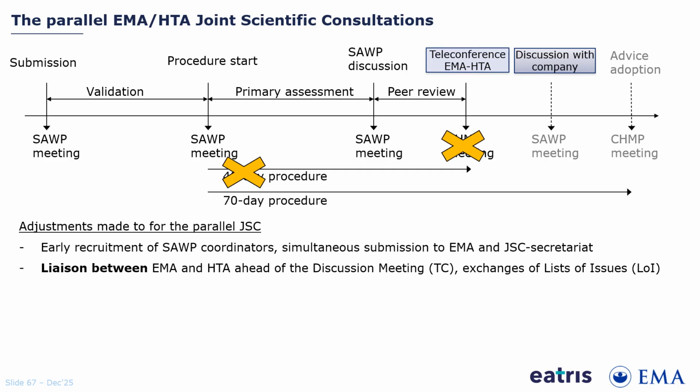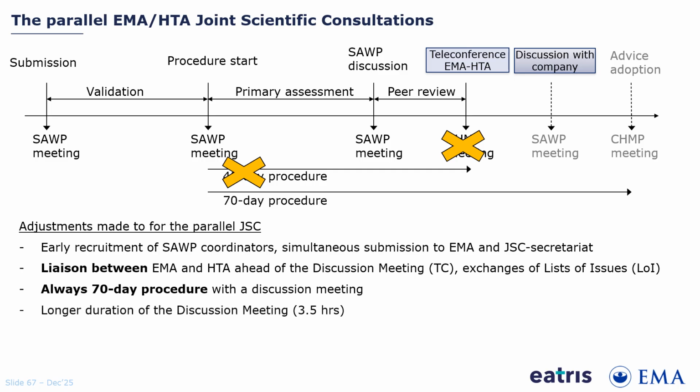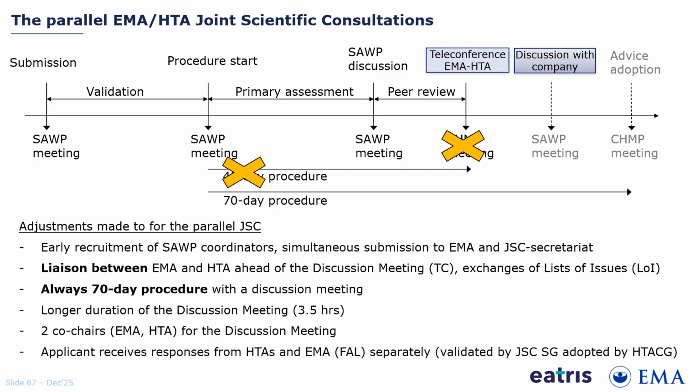The discussion meeting is a central element of the parallel JSC. It always takes place under the 70-day timeline, and lasts around 3.5 hours. It is co-chaired by EMA and HTA representatives. Following the meeting, the applicant receives separate outputs: the JSC outcome document, adopted by the HTA coordination group, and the EMA final advice letter. Together, this process ensures coordinated, timely, and transparent scientific advice addressing regulatory as well as HTA perspectives.